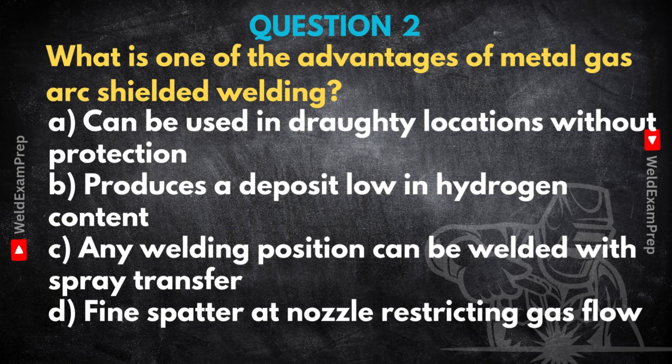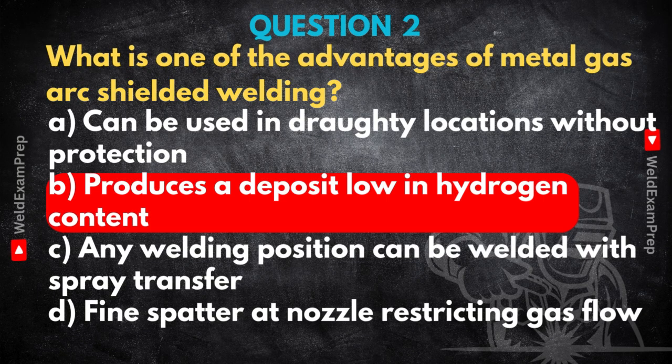Okay, lots to unpack there, but let's maybe cut right to the chase on this one. Option B, produces a deposit low in hydrogen content. That is the key advantage among these choices. Low hydrogen. Why is that so important? Well, this is generally true for the solid wire MAG-MIG processes. And hydrogen is a huge concern in welding. It can lead to something called hydrogen-induced cracking or cold cracking.